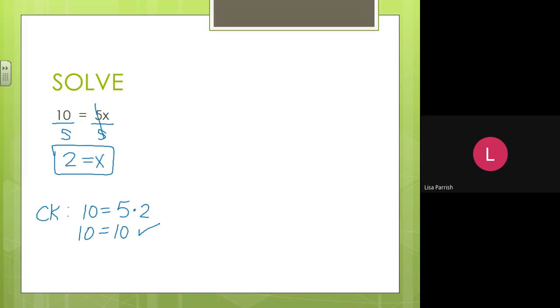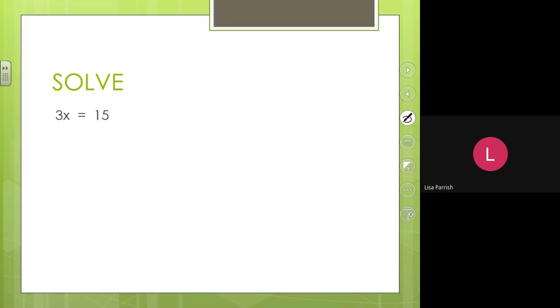All right, let's look at the next one. 3x equals 15. Again, put your line underneath it to divide. We're going to divide both sides by the coefficient, which is 3. That's going to cancel out, and you're left with x equals, what is 15 divided by 3? It is 5. X equals 5. Again, we're going to check ourselves, plug 5 in for x, so that would be 3 times 5 should equal 15. 3 times 5 is 15, and 15 is equal to 15.